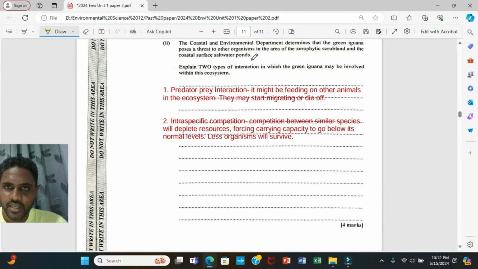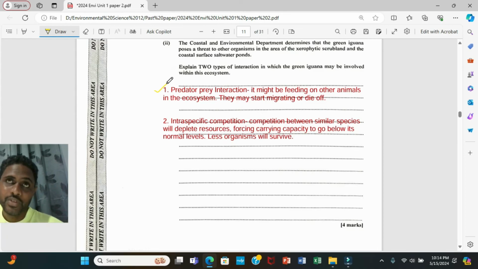All right, it says the Coastal and Environmental Department determines that the green iguana poses a threat to other organisms in the area of the xerophytic scrubland and the coastal surface saltwater ponds. Explain 2 types of interaction in which the green iguanas may be involved within the ecosystem. All right, 1, because they are a new species to the area, they could be a predator to some of the organisms that exist. Then you would have a problem. So you could have predator-prey interaction. It might be feeding on other animals in the ecosystem. They may start migrating or die off.